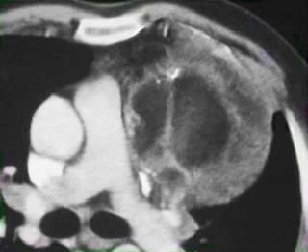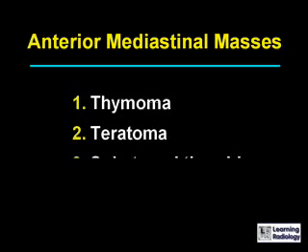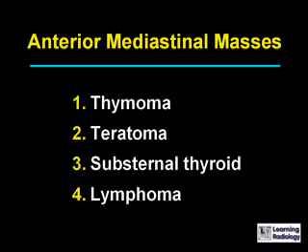This is the differential. Pause the player. The differential is anterior mediastinal masses. There are 4 answers. Pause the player. The differential for anterior mediastinal masses is thymoma, teratoma, substernal thyroid, and lymphoma.